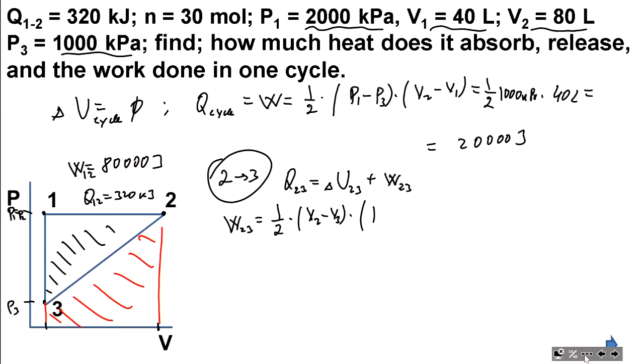Well, let's write it, okay. P3 plus P2 technically. So now we can use numbers. The difference, so 80 minus 40, again 40 liters. And here, that's supposed to be 1,000 plus 2,000.